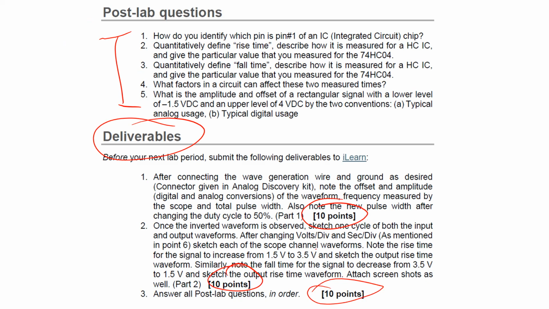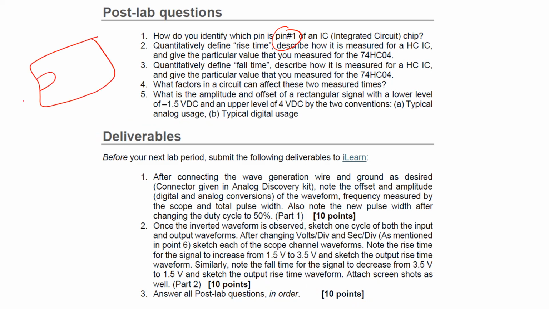Okay. So let's go through these questions quickly. So the first question, how can you know the pin numbers, the pins? Okay, so I already told you, usually if there is something here, you need to count the pins this way. Okay, here define what is the rise time, describe how it is measured for the chip, and give the particular value you measured. That's easy. Same thing for the fall time here. That's easy.